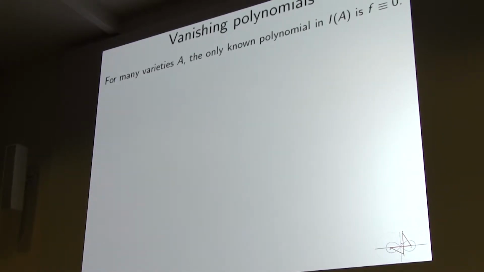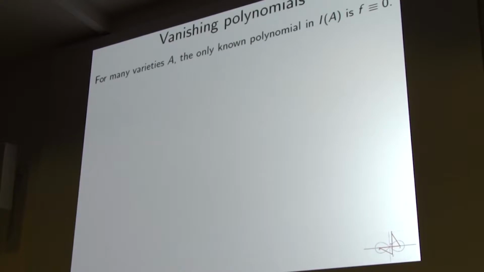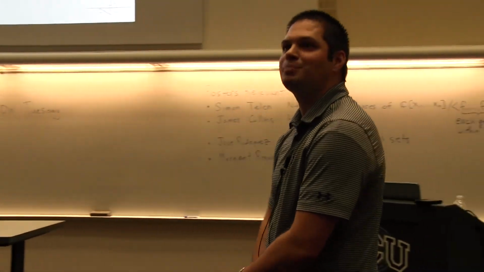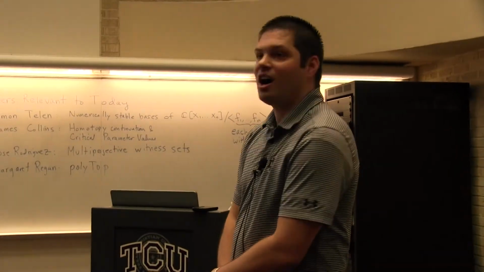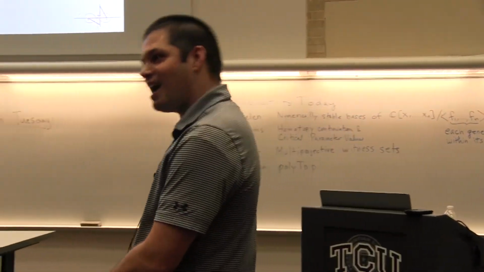Okay, so this is something that I didn't appreciate too much as a graduate student. I thought that for every variety you knew its defining equations. And then I was slapped upside the head and realized there are many varieties that appear out there in nature that we have no clue any polynomials that vanish on them, other than the identically zero polynomial, which vanishes on every variety.